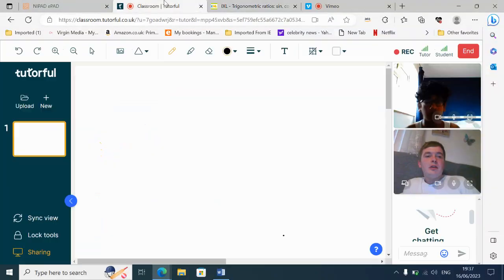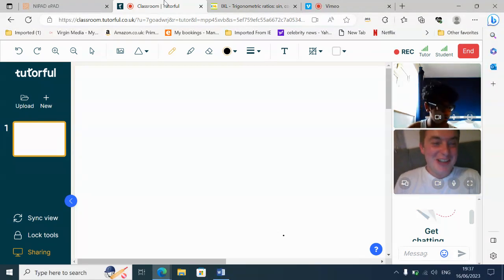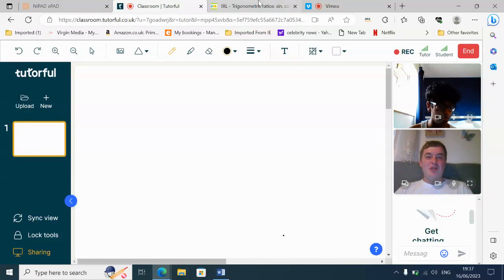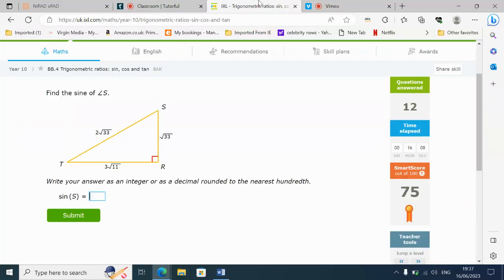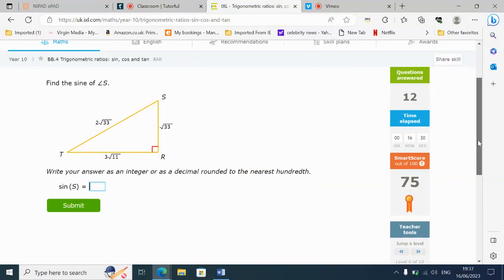Okay, now they're getting a bit harder. Make sure you've got your calculator because you need to find the square root here. So you've got sine again. Actually, for this question, write your answer as an integer or as a decimal rounded to the nearest hundredth. So slightly different wording of the question.